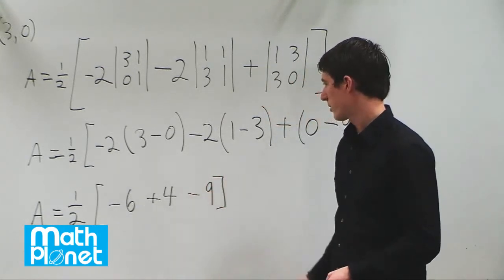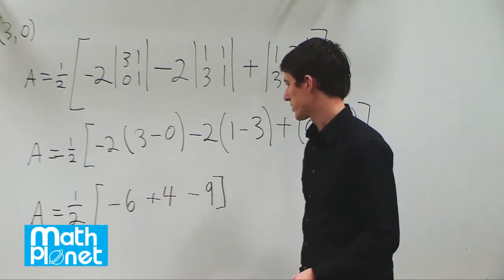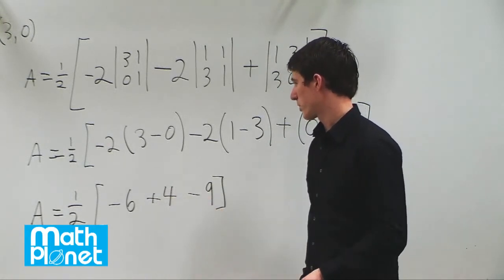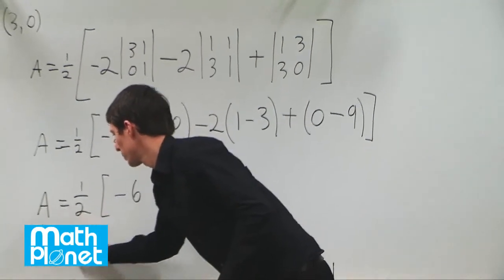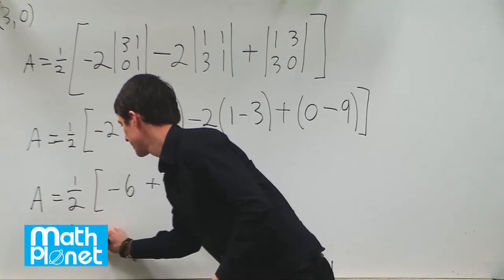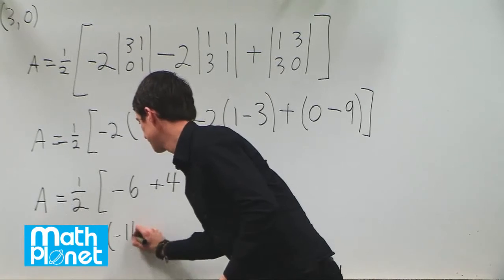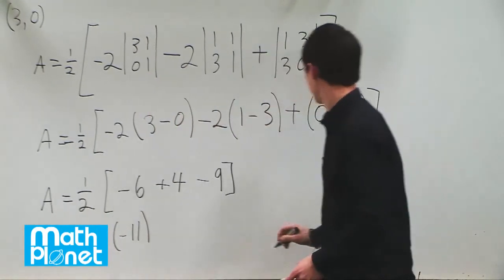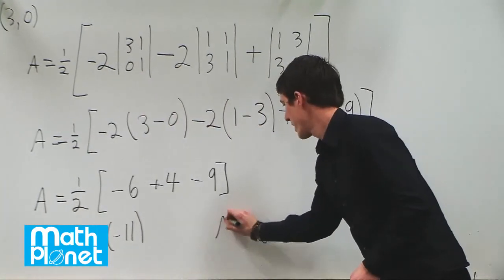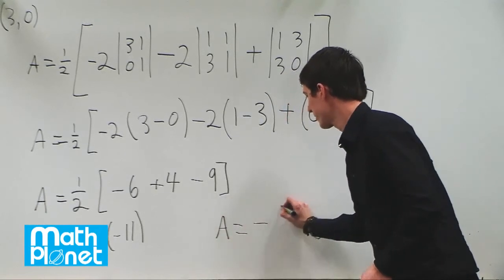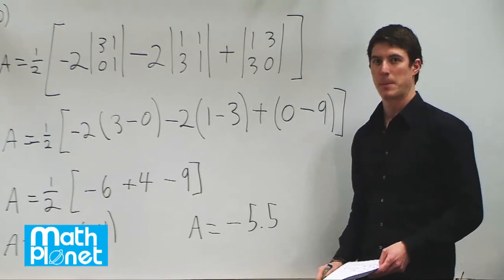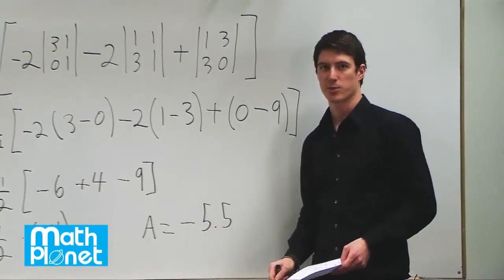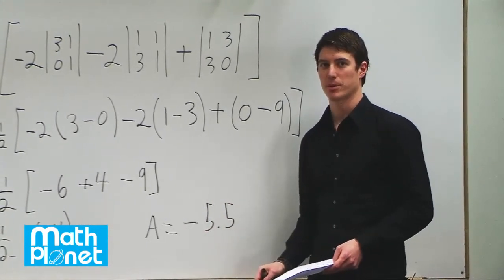Then if we work this out, we get -9 minus 6, which is -15, plus 4, which is -11, and finally A equals 1/2 times -11, which is, let's write it here, A is equal to -5.5 square units. Now we really need to think about this. We have an area that's a negative number.